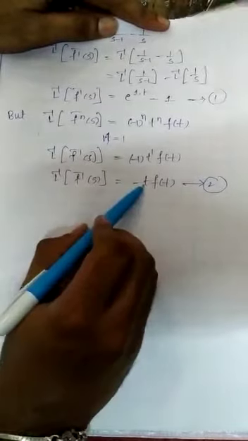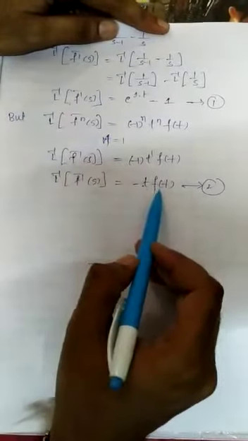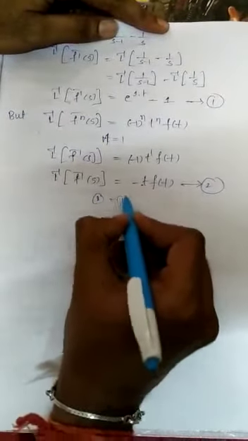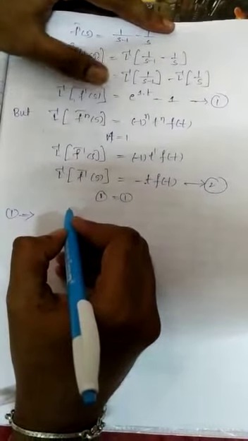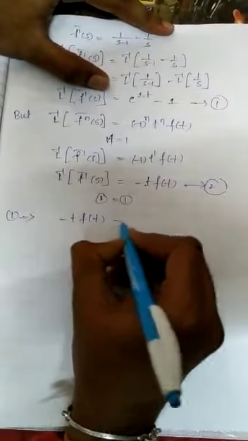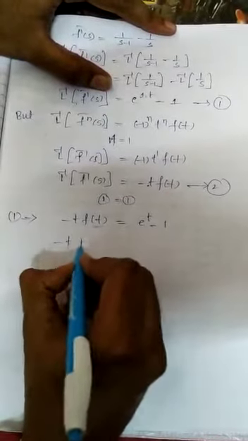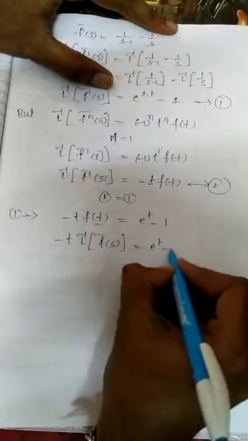Substitute this equation 2 in equation number 1. That means in place of Laplace inverse of f dash bar of s, substitute this value. So equation 1 becomes, here Laplace inverse of f dash bar of s is what? Minus t into f of t. So minus t into f of t is equal to e power of t minus 1. Here f of t is nothing but Laplace inverse of f bar of s.